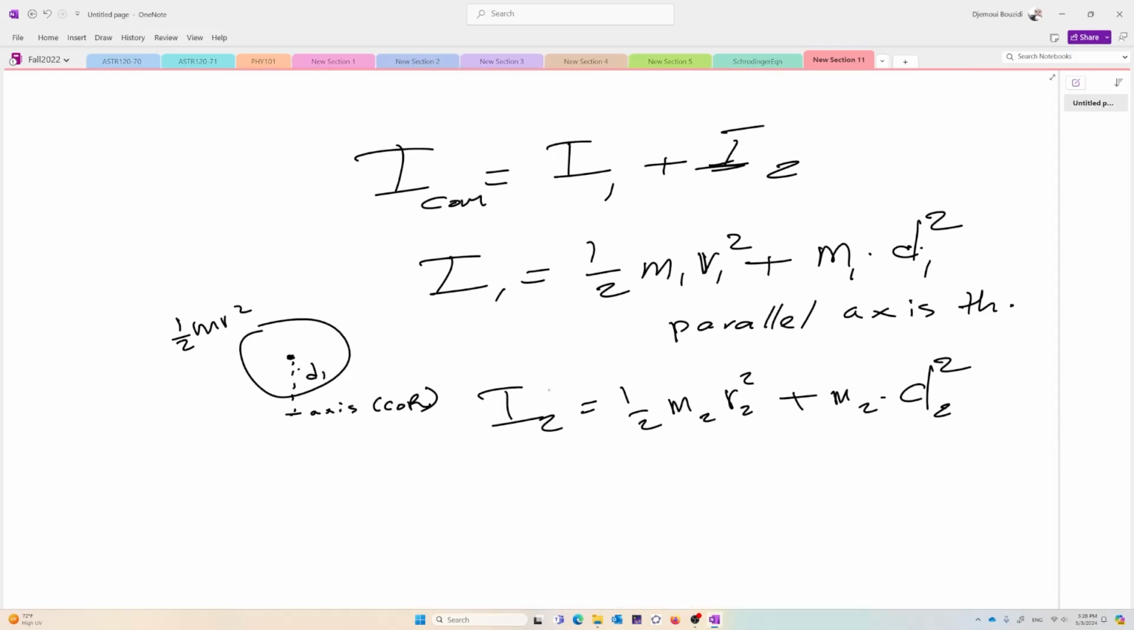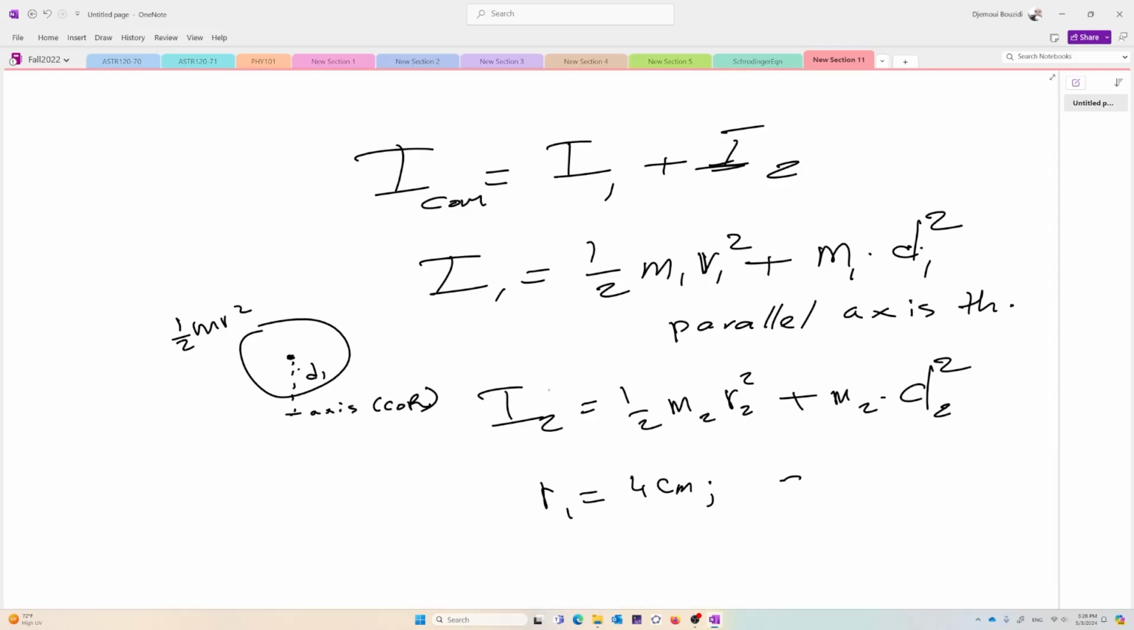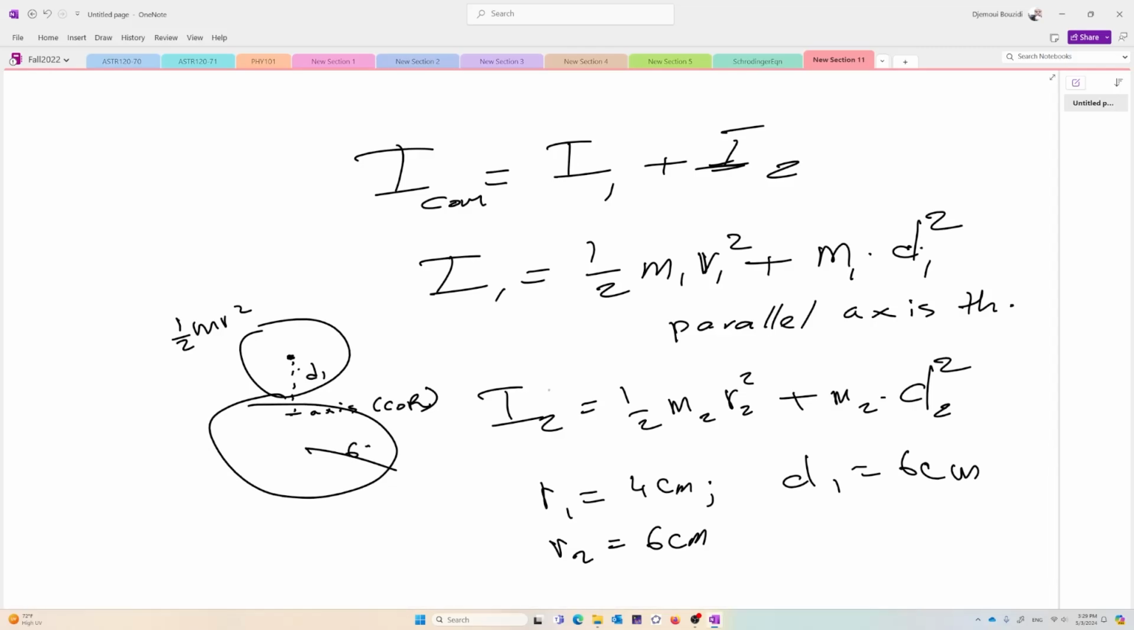So now, how much is r1? It's equal to 4 centimeters, the radius of the smaller of the two. How much is d1? It's equal to 6 centimeters. We just computed it. And how much is r2? That is 6 centimeters, the radius of the bigger of the two. How far is the second one? It happened to be 4 centimeters.